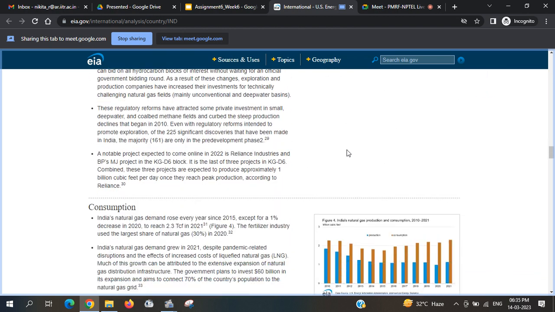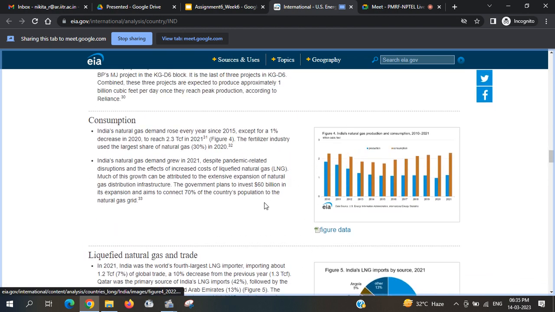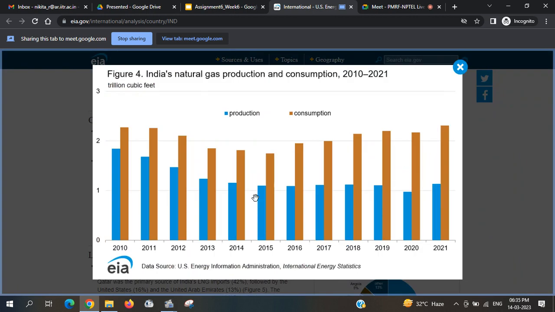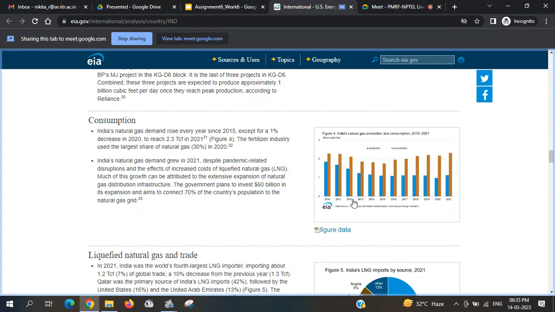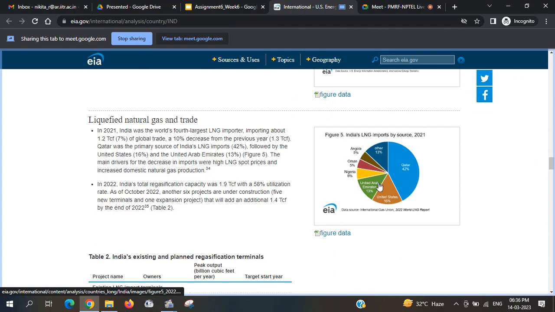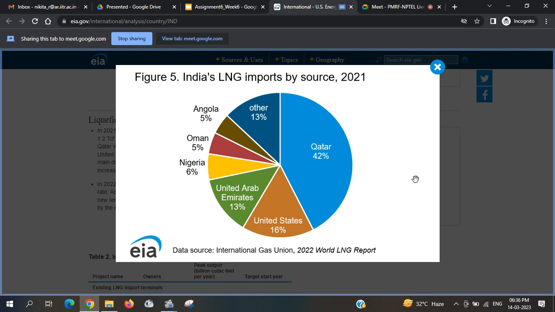Then there are details about natural gas, then details about consumption of natural gas. You can see here details, annual production and consumption details have been provided. Then liquefied natural gas trades. So this shows imports of liquefied natural gas from different countries.